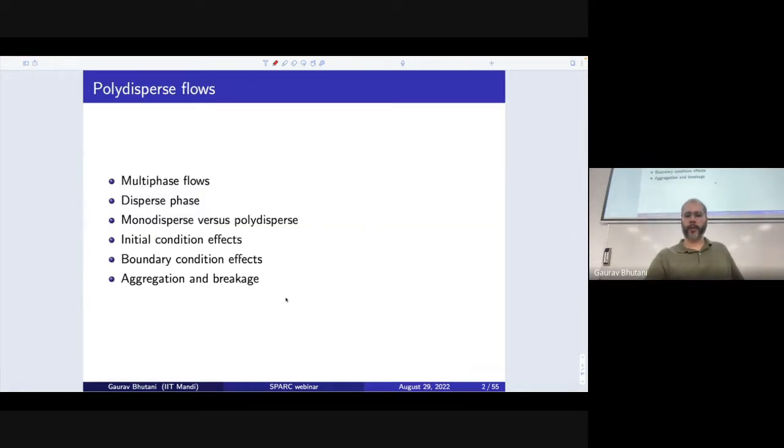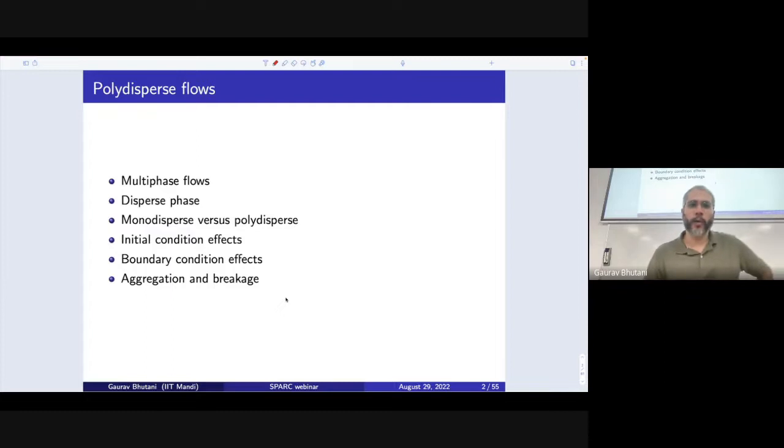So we will discuss polydisperse flows first. Before we talk about what these flows mean, first we have to talk about what multiphase flows are. Fluid mechanics for single phase flows is quite straightforward. You have water, for example, flowing in a pipe. That's a single phase flow.